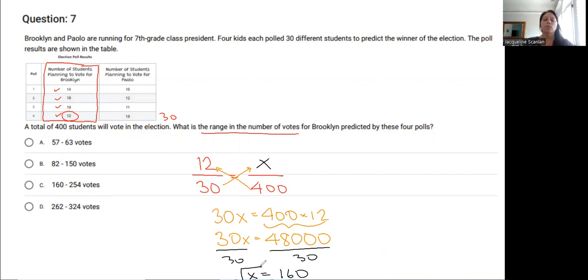Okay, what this 160 represents is the total number of votes that we would predict Brooklyn to get out of a 400-person election, right? 400 people vote. 160 of those votes would have gone to Brooklyn. And so this number right here is going to represent the low end of the range of votes she could get.